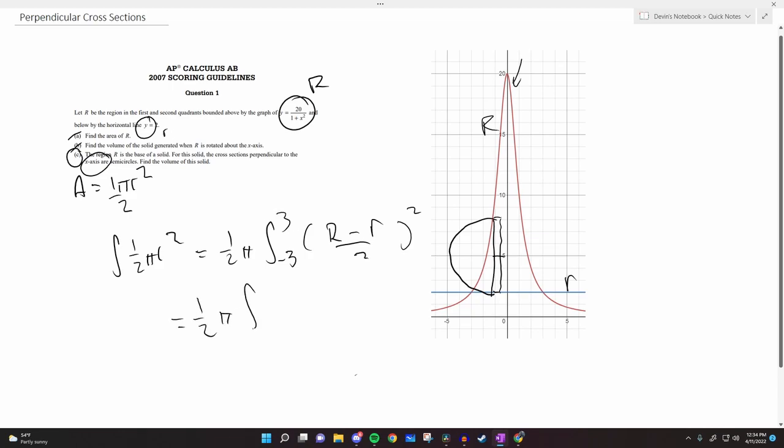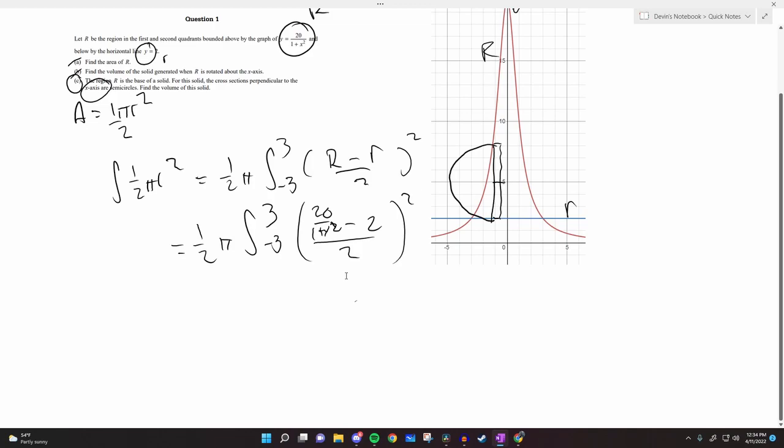So putting that in, big R is 20 over 1 plus x squared, minus little r, which is 2. And we want to divide that by 2 to get half the distance, which is the radius, and square that.